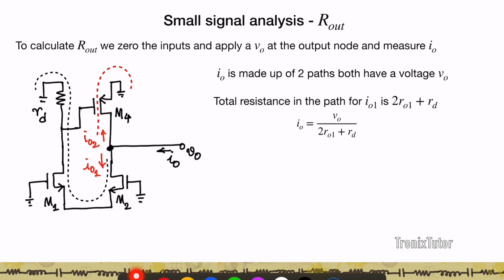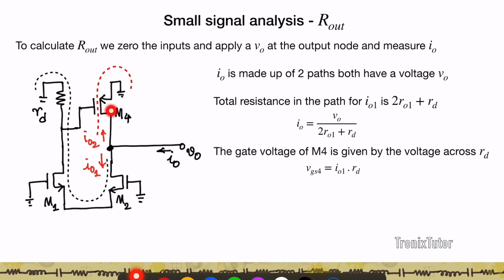Now if I look at the resistance in path IO1, I'm going to travel between the drain and source of this M2, between the source and drain of this M1 again, both the gates are grounded, times RD. So the net resistance is RO1 plus RO2. The way we've designed the circuit, R1, R2 are equal, so it's going to be 2 RO1 plus RD, right? So this IO1 is going to be VO by 2 RO1 plus RD.